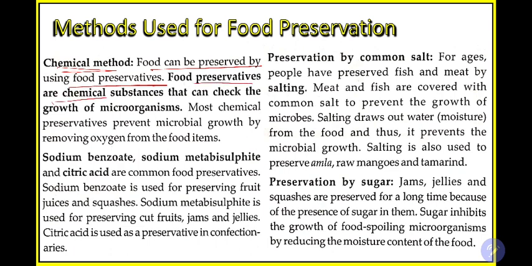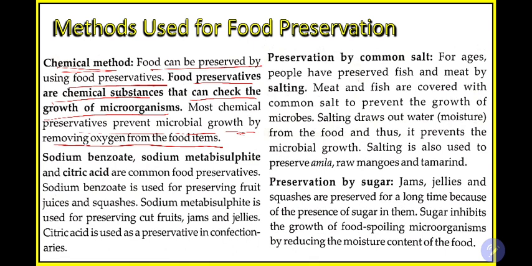Food preservatives are chemical substances that can check the growth of microbes. I told already, most chemical preservatives prevent microbial growth by removing oxygen from the food items. Microbes and humans, we all live by using oxygen. So these chemicals remove all the oxygen. No oxygen means no life, no microbe can live. They remove the oxygen from the food so that nothing can live in food. And if nothing lives, then how will they attack? If no oxygen, no bacteria or fungi will come, and no spoilage of food.